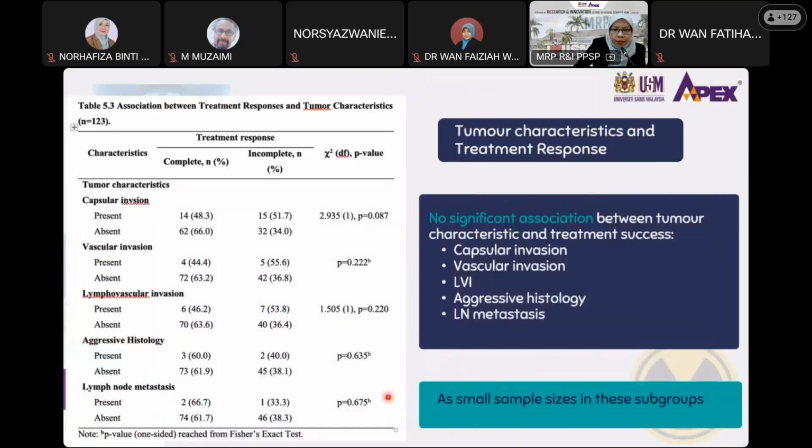So this is the correlation between tumor characteristics and treatment response. From our study, there's no significant association with any of the tumor characteristics. It is mainly because of the small sample size in this subgroup. As you can see, in all the subgroups we have only a small number of samples.